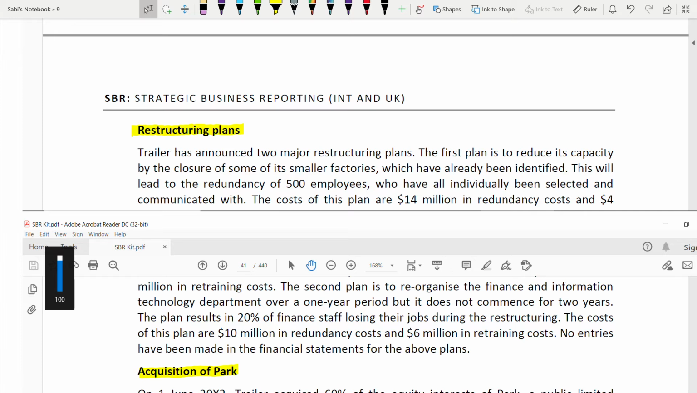You'll be able to know what it means when I say this or that. Restructuring plan. Trail has announced two major restructuring plans. Announced. Always when a restructuring comes, you need to note whether it was announced, what procedures they have put in place, what steps they have taken for restructuring. All these things you need to note down.